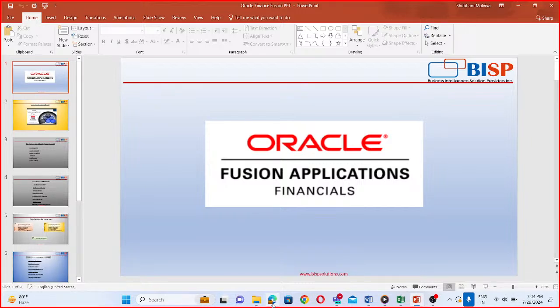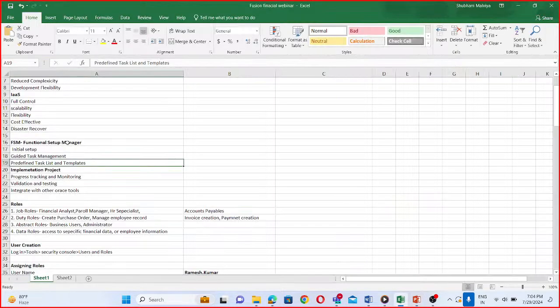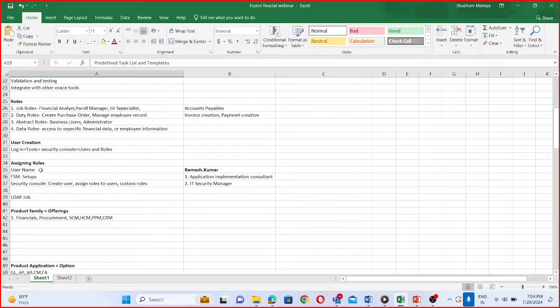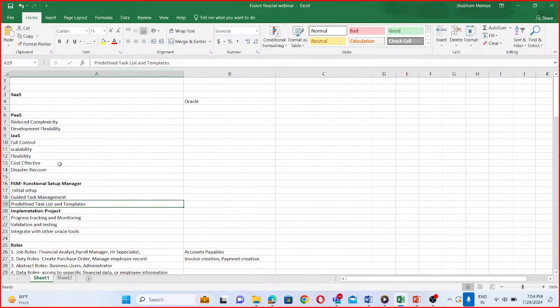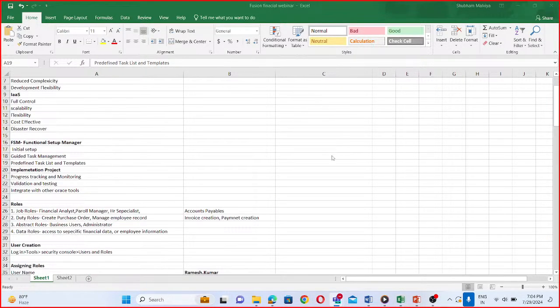So this session is about Fusion, Oracle Fusion Financial Application. We were discussing some topics on Fusion financial application, that is charts of accounts, value set values, segments. Today in a very descriptive manner we are going to understand why we create charts of accounts, why we implement a project, and then we will see job roles, user creation, assigning roles. Okay, this is all we are going to see. So let's start.